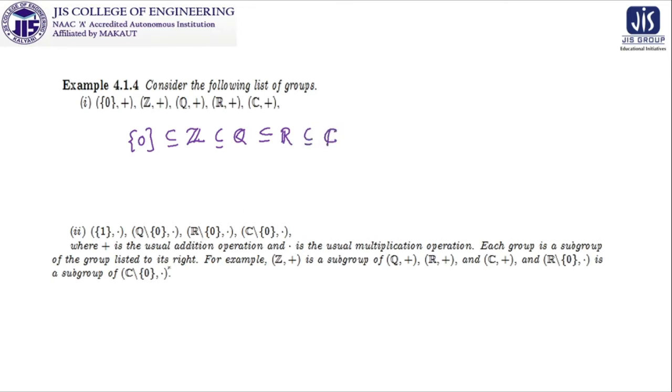And for this one also you are getting the same thing. It is a subset of this one, this is a subset of this one, this is a subset of this one, and if this is a group and this is a group, then obviously this one will be the subgroup of this one. This is beautifully discussed in this particular part.